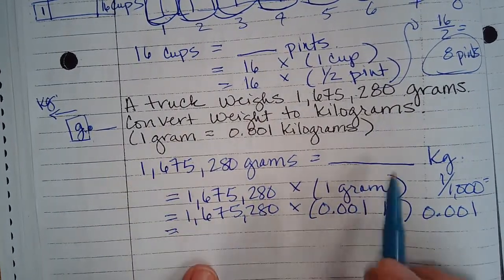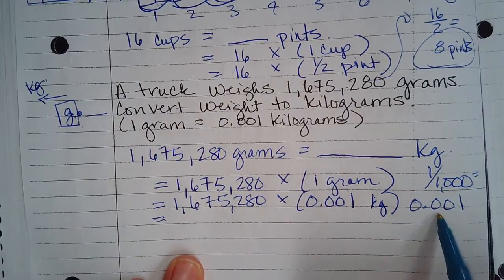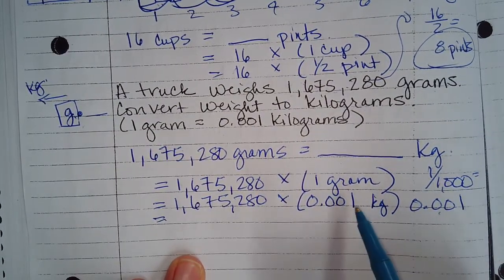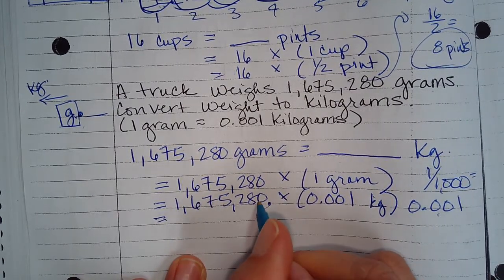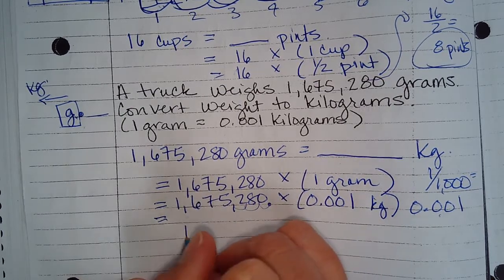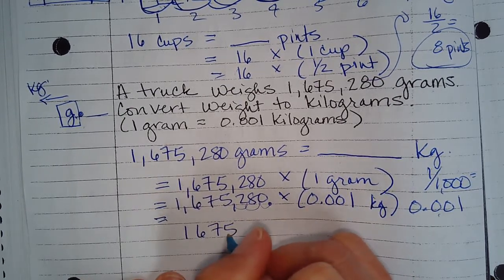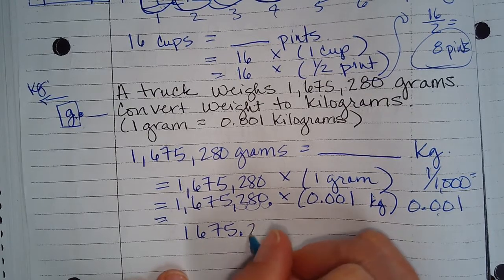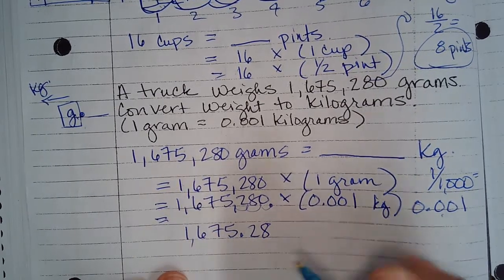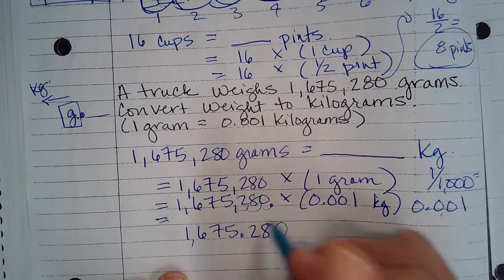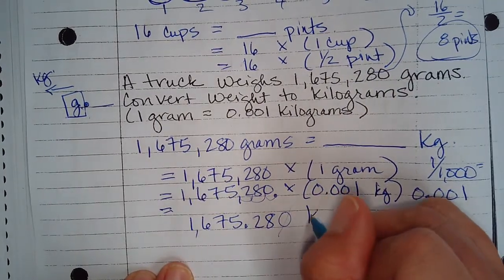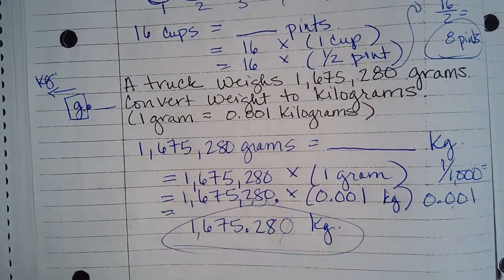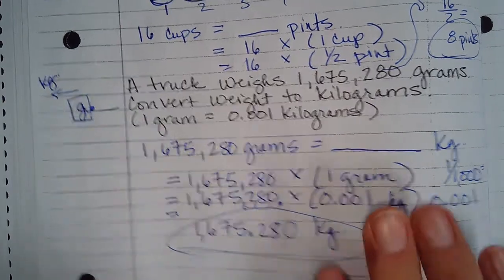So now we're going to, because a decimal is a fraction and a fraction is division, we're going to take our decimal and we're going to move it 3 times. 1, 2, 3. And we're going to end up with 1,675.28. And you could put the 0, but you don't have to, because the 0 means 0. Yes. All right, so kilograms.